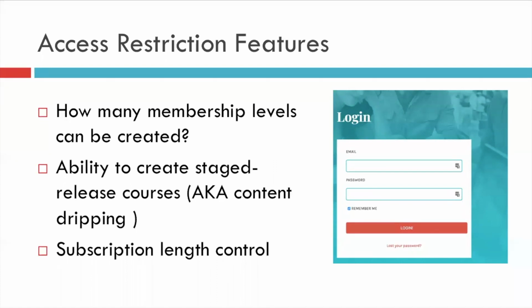The ability to create stage-released or dripped content, very important if you want to have a course that has modules that are dripped every week or every month or whatever you choose. And also the ability to control the subscription lengths. So maybe you're selling a course, but the access is only for 1 year. So you may want to be able to have this feature.